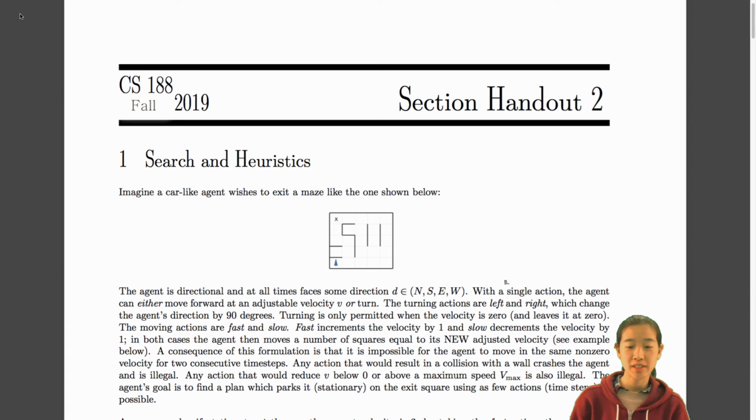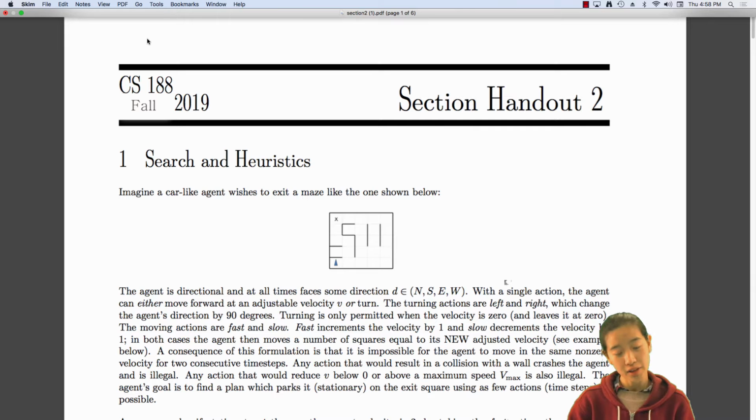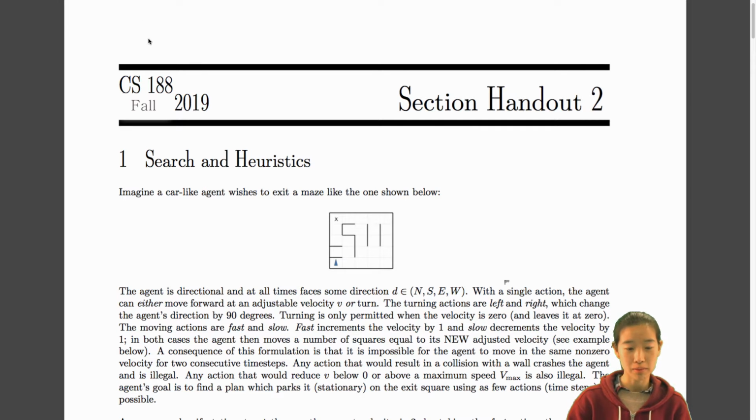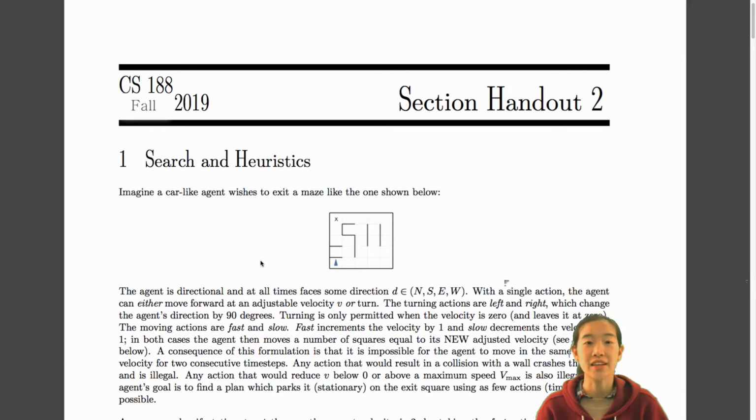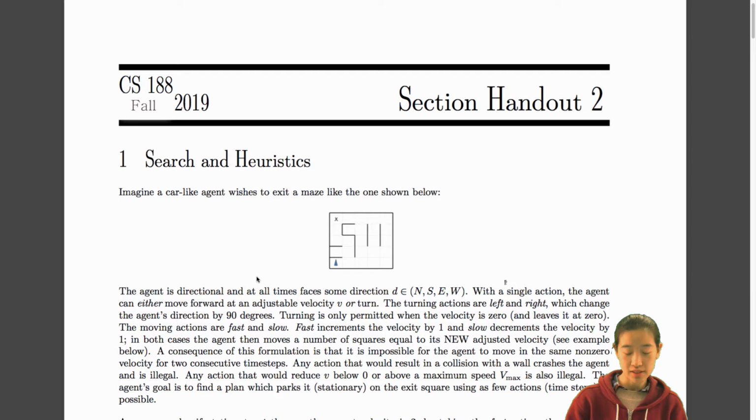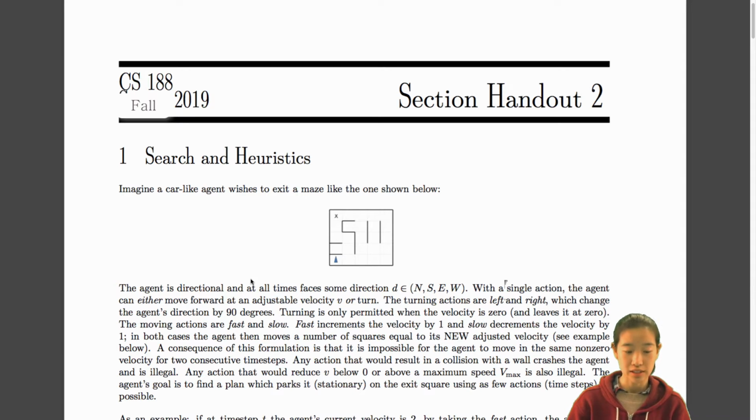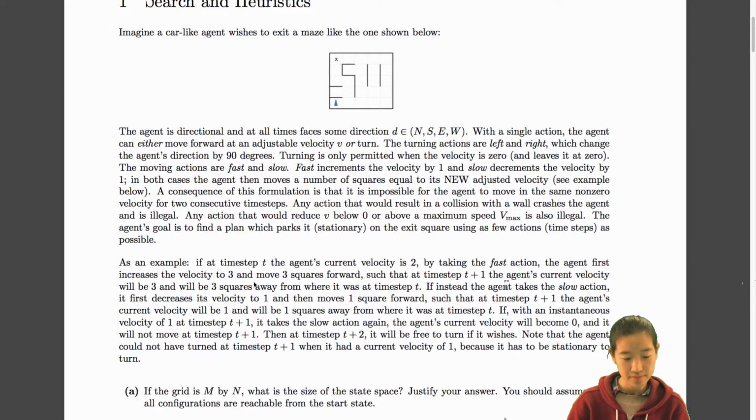Hello, welcome to discussion section 2, and I'm going to be explaining how to solve certain heuristic problems. Okay, so looking at question 1, we have an agent that's a car, and it can do actions: go in 4 directions, or it can accelerate or decelerate, which is a fast or a slow action. So now we would like to see what its state representation is going to be like.